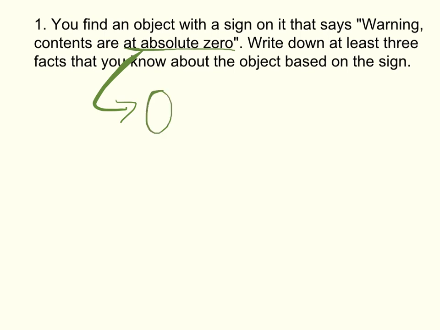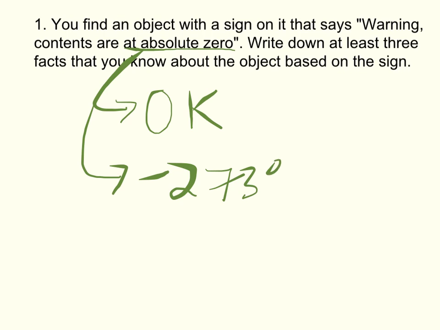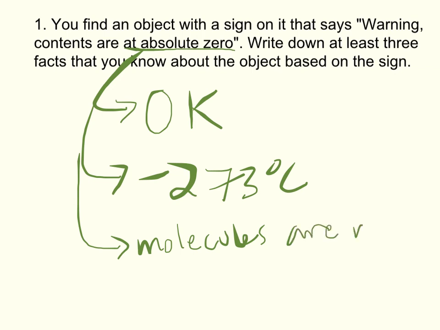And then, is it Kelvin or Celsius? Well, it's always 0 Kelvin. Kelvin can never go negative. The lowest value you can get for the Kelvin scale is 0 because it's an absolute scale. But we do know that this is the same thing as negative 273 degrees Celsius. And we also know what's going on with the molecules at this temperature. The molecules of the object are not moving. No motion. So there's 3 facts that we know about this object right away.